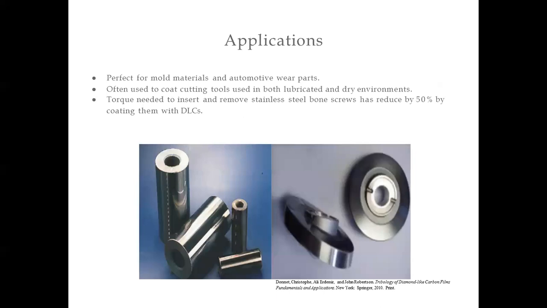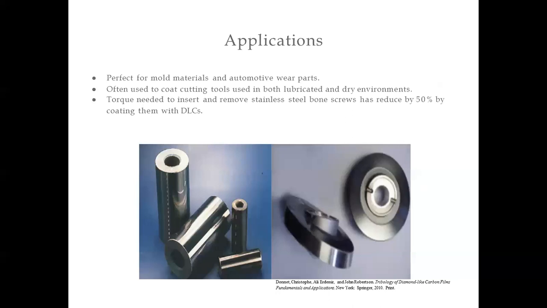So these are some examples of parts that have diamond-like film coatings on them. And so these are perfect for mold materials and automotive wear parts, again, to reduce friction and wear. They're often used on cutting tools to provide lubrication in a dry environment so that the lubricant doesn't interfere with the machining process. And it's also used in biomaterials.